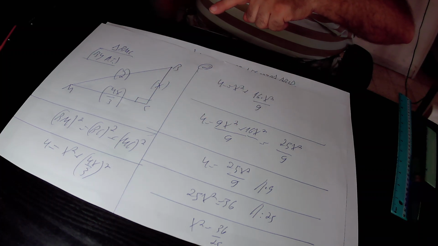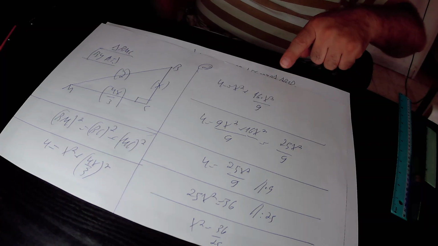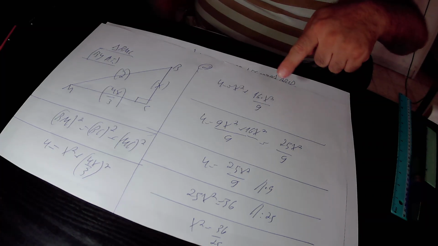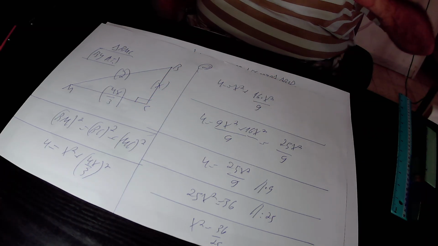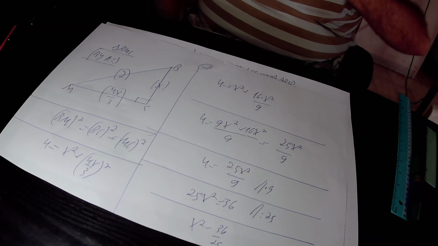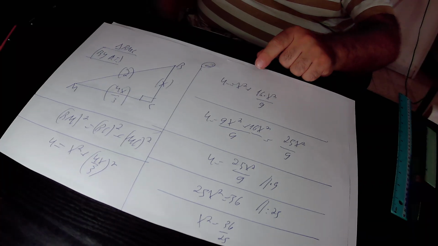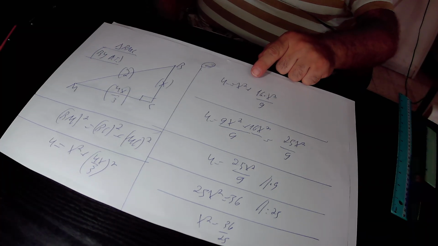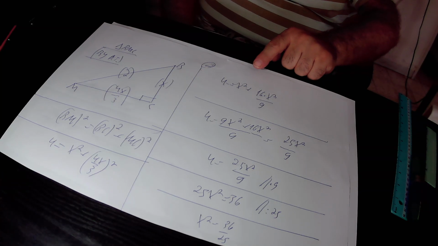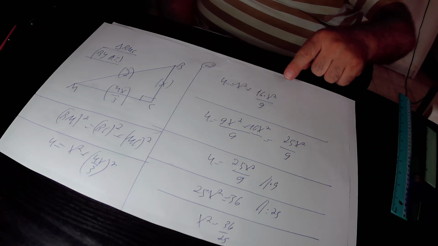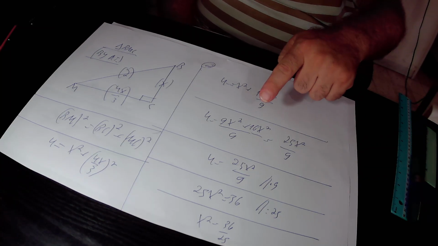(4x over 3) squared equals 4 squared, that is 16, times x squared over 3 squared, that is 9. So in total, (4x over 3) squared equals 16x squared over 9. Next, we multiplied x squared by 9 and then divided by 9 in order to get a common factor with this expression. And we found out that 4 equals 9x squared over 9 plus 16x squared over 9.